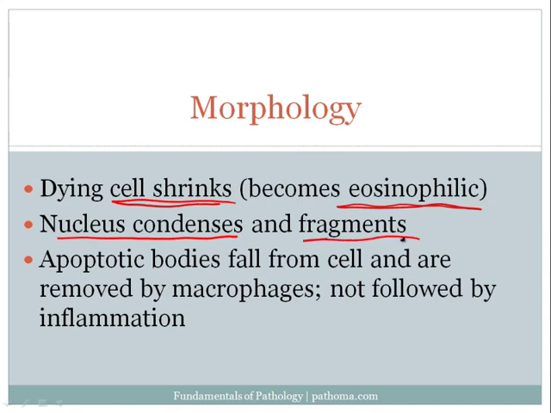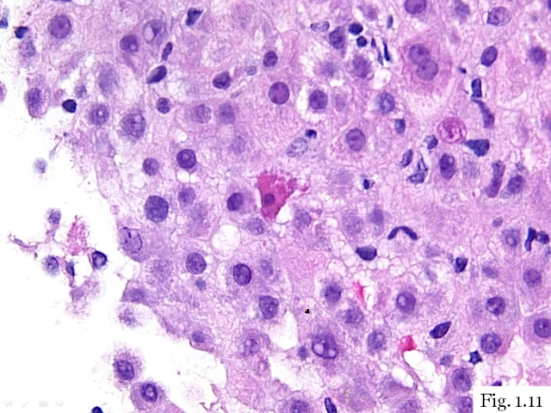And the third is that the apoptotic bodies will fall off from the cell, and it's important to remember that these apoptotic bodies are removed by macrophages. Apoptotic bodies are removed by macrophages. There is no inflammation, no acute inflammation that follows apoptosis. And this is important because it's a contrasting point against necrosis. Remember that necrosis is followed by acute inflammation, whereas apoptosis is not followed by inflammation.